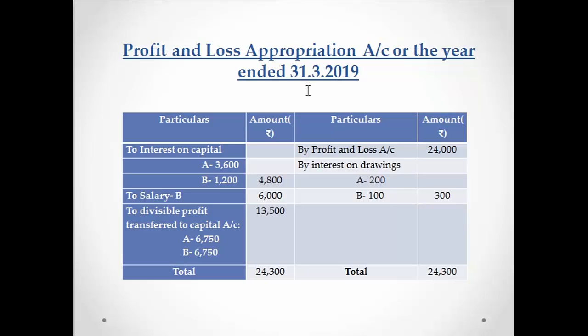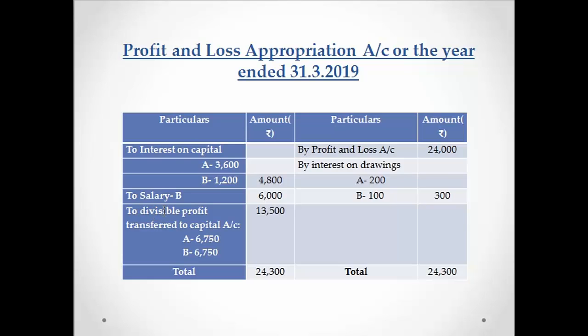Now the total has to be taken. When you add up these two amounts, what you will get is 24,300. The same total should be written on this side also. Then from the debit side, add up these two amounts, subtract, and the difference amount is calculated. I am getting a difference amount of 13,500 in the profit and loss appropriation account, which is called divisible profit.